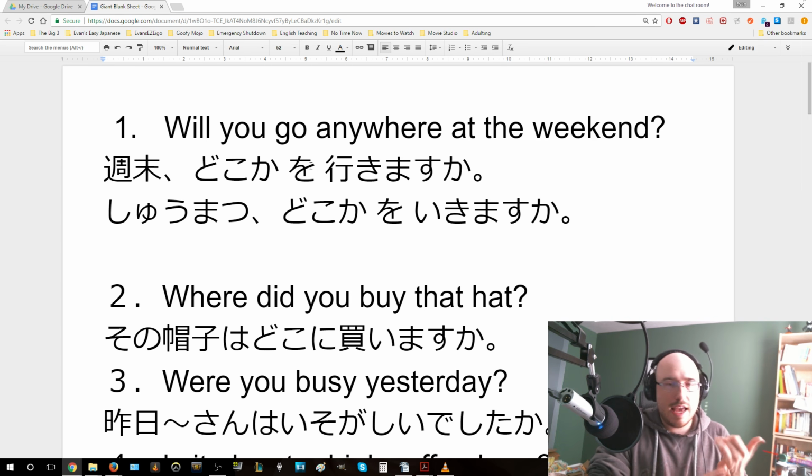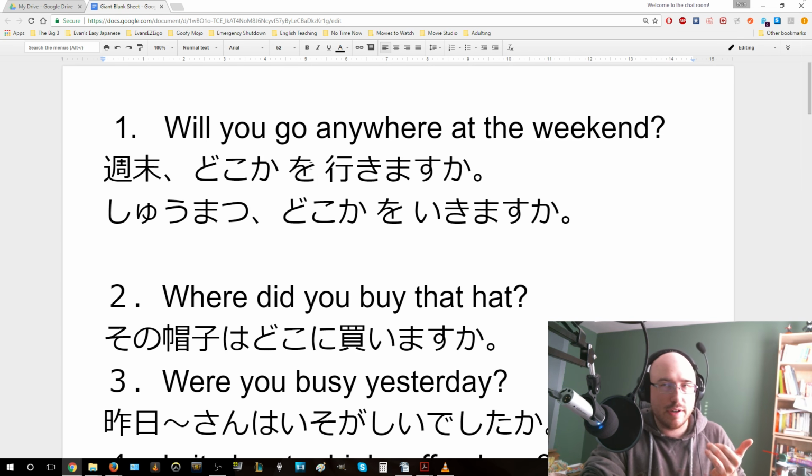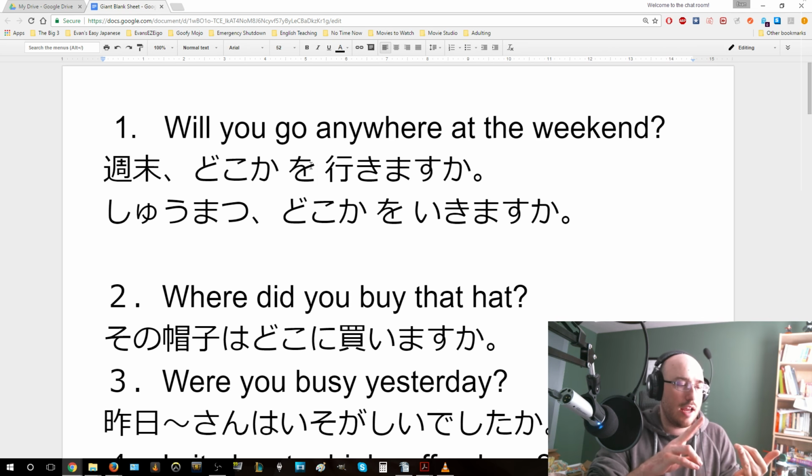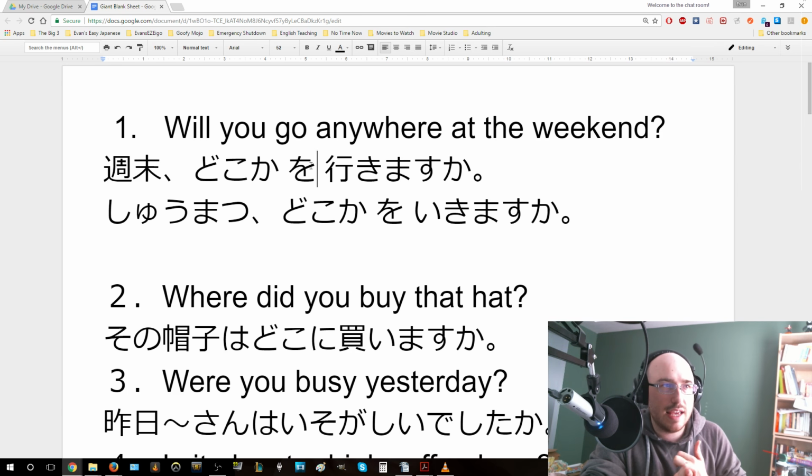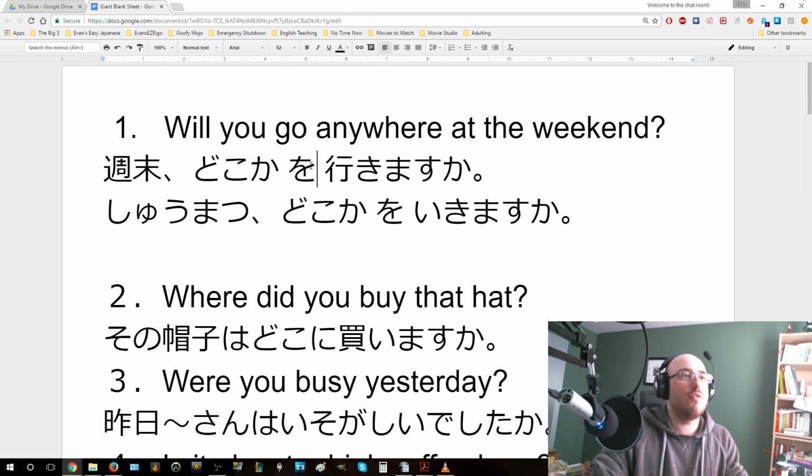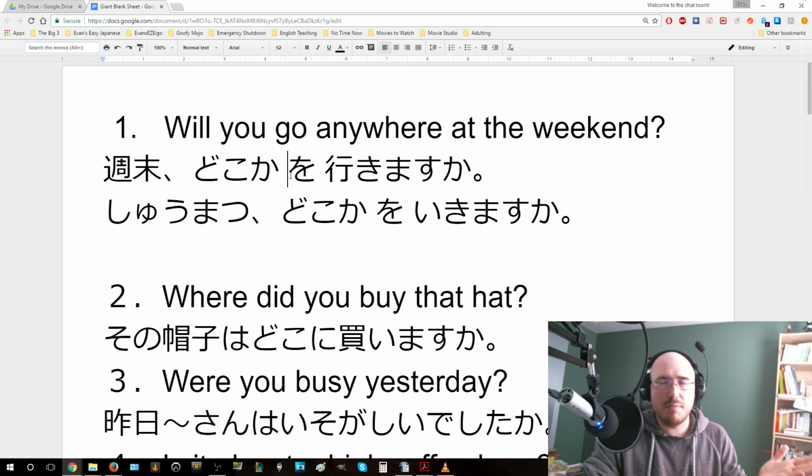So the de particle would be how we're going, like kuruma de iku, by car. And then the ni particle would be the destination, gakko ni kuruma de ikimasu. And then we're going to take the road, michi o iku. Or if you want to specify the name of the road, that'd be the O particle. So around my house, we have a big highway, and we're like, hey, you're going to take 270? So we can say, 270 o ikimasu ka? You're going to go 270?